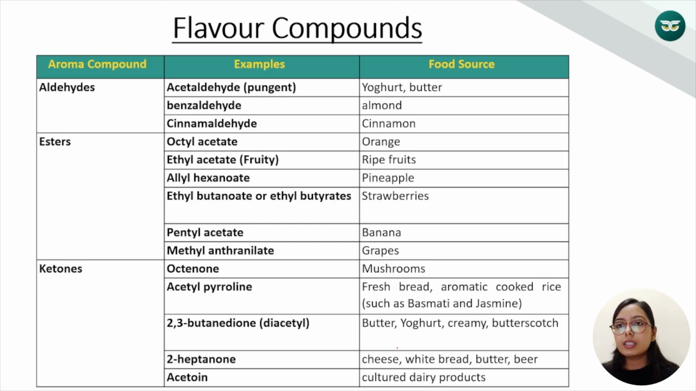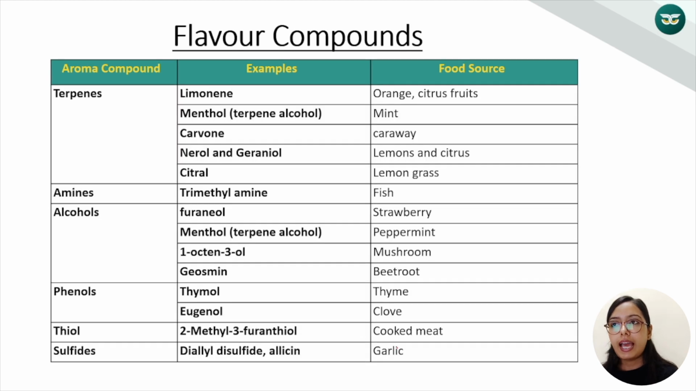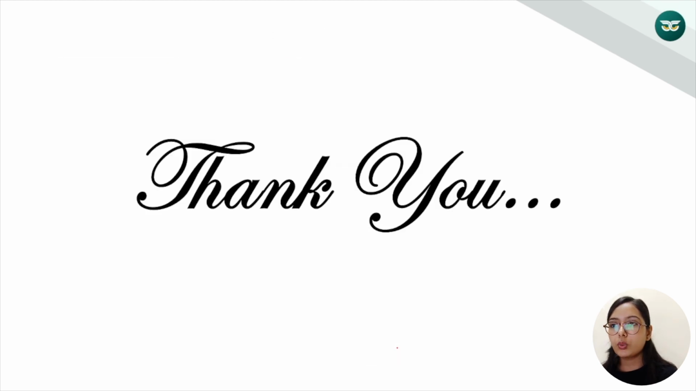Then this is basically the summarized table of the different flavoring compounds. You can take a screenshot for remembering all the different types of flavoring compounds in the different food products and their food sources, and this is the continued table. So this was all about flavors and different flavoring compounds in food industry along with their types and composition.